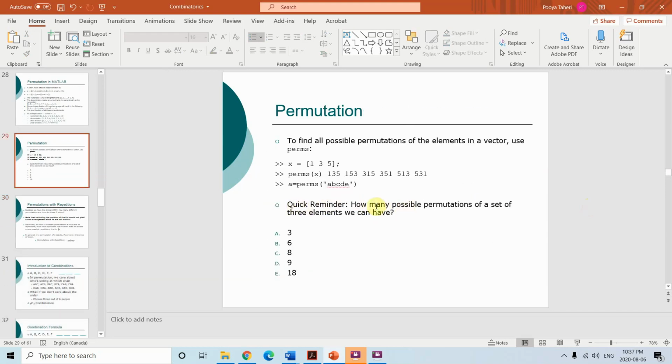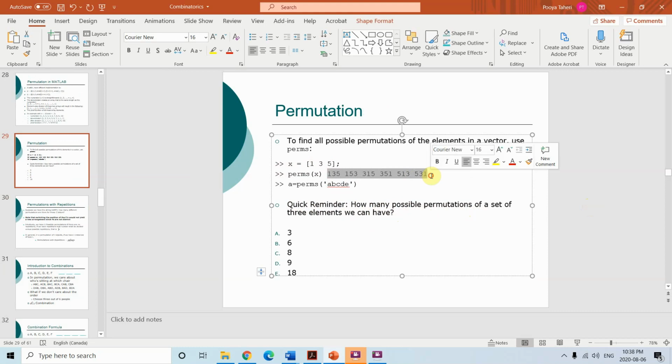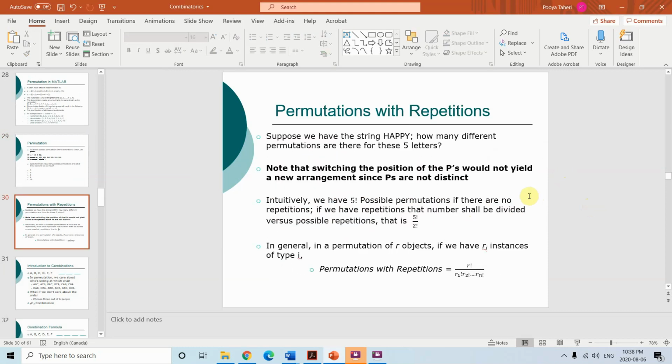There's a question for you here. How many possible permutations of a set of 3 elements can we have? You see that we have 6, right? It's 3 factorial. Now, I mentioned that there is a subcategory of permutation called permutation with repetition.